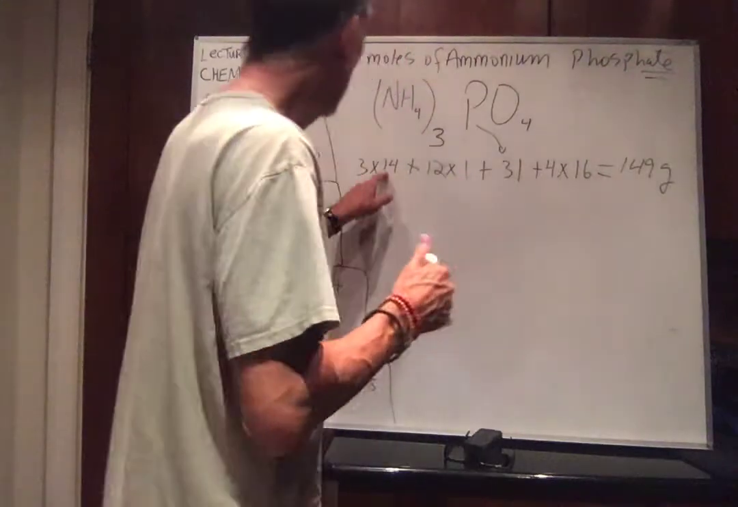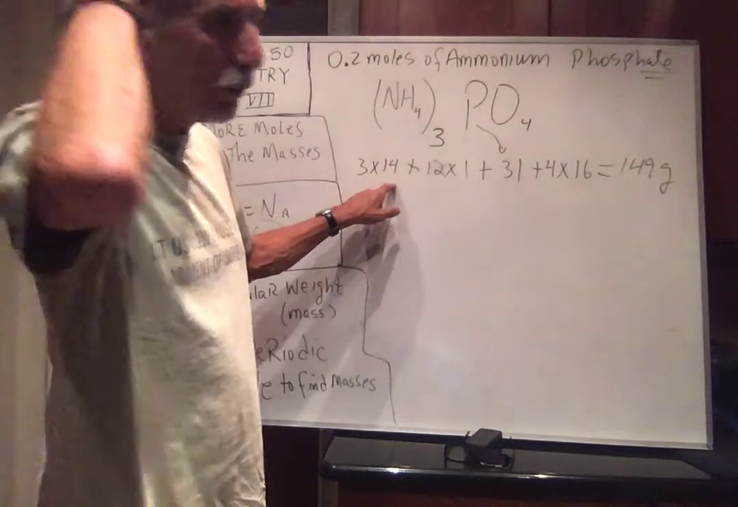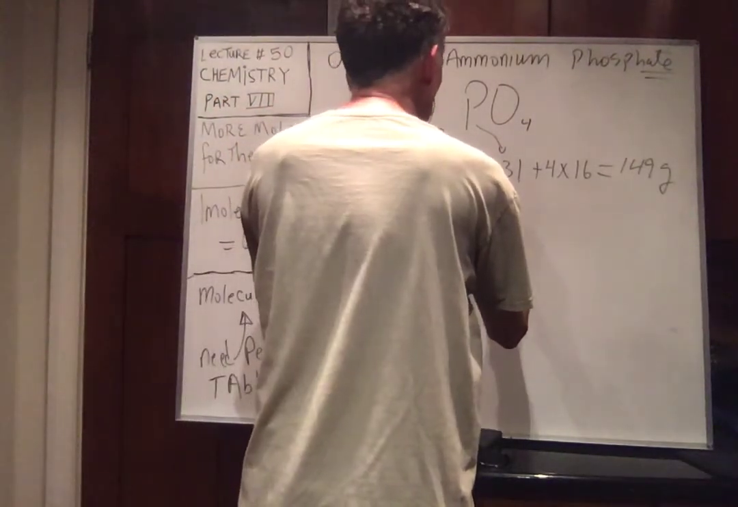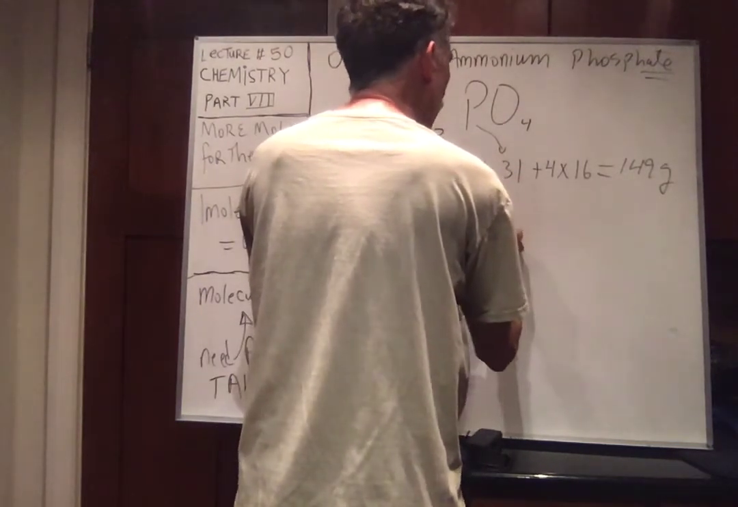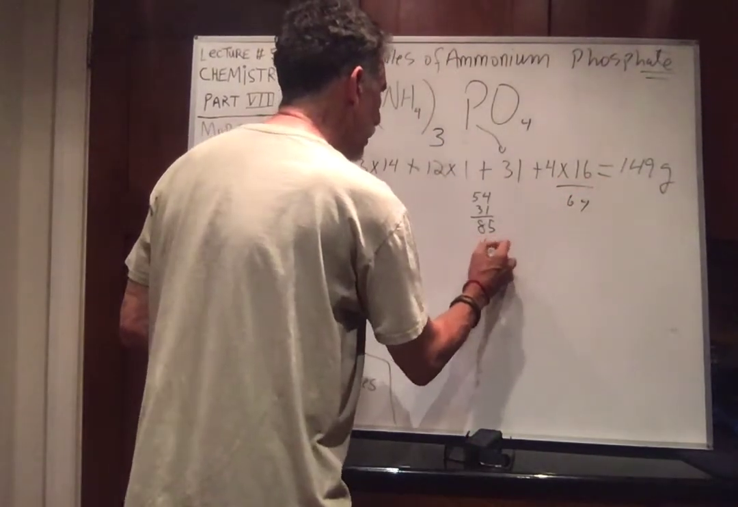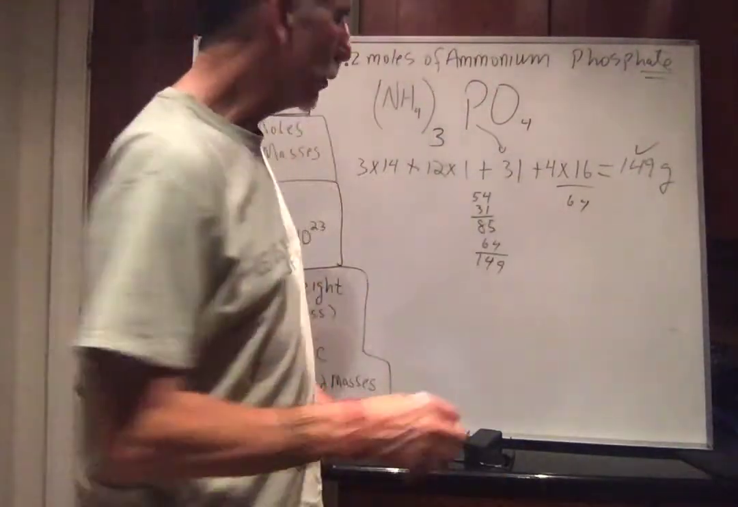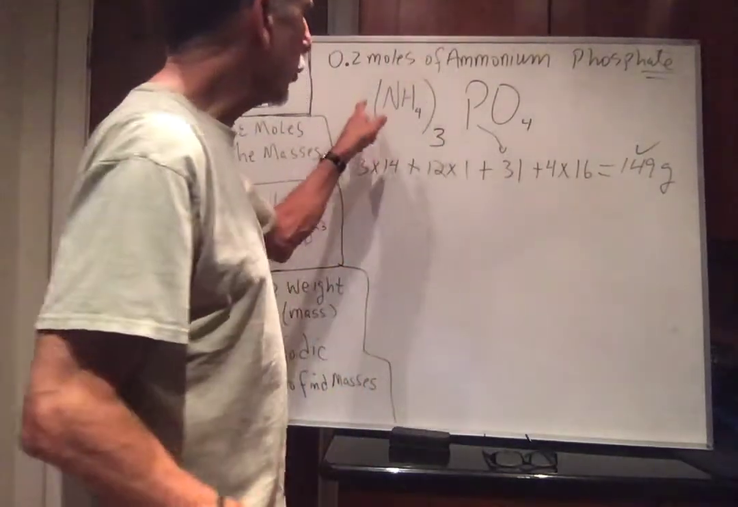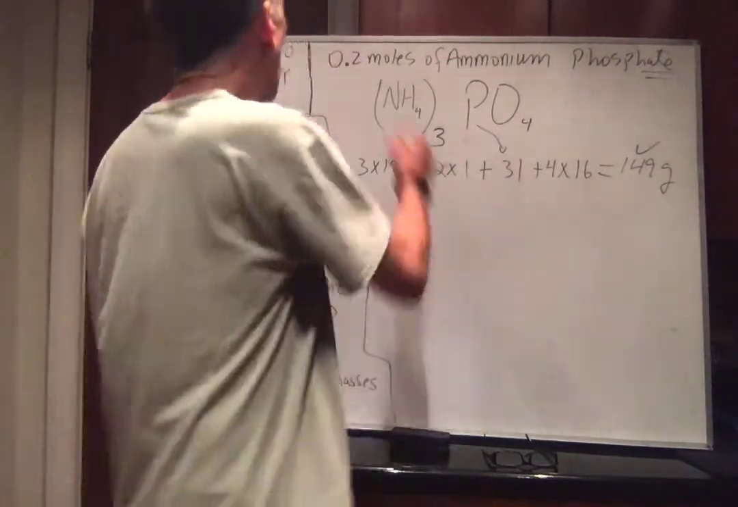Let's do it together. Right, we have 12 plus 3 times 14, which is 42. 42 plus 12 is 54, and 31 is 85, and then we have 64, so we need to add 64. That's 149. Okay, I'm right. So the mass of 1 mole of ammonium phosphate is 149 grams. And what do we have to do now?